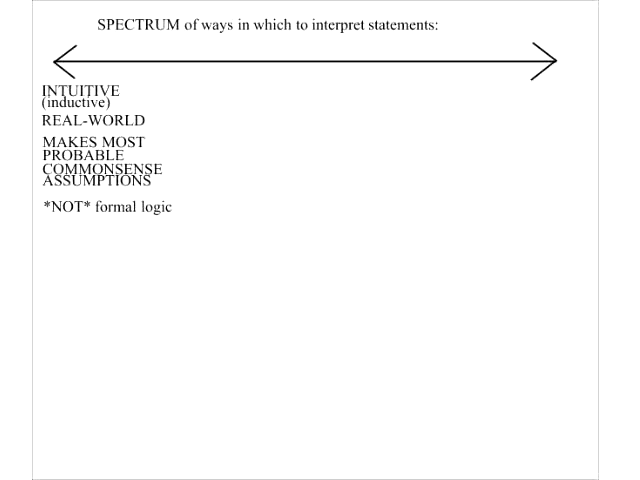The other end of the spectrum is very literal and very hard, mathematical, formal. Not real-world thinking at all, not in the least bit. This kind of thinking doesn't make any additional assumptions that are not stated. It doesn't use any sort of common sense, and it uses formal logic.